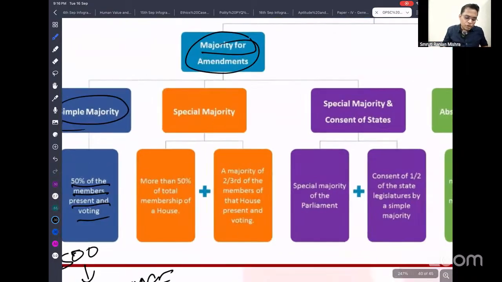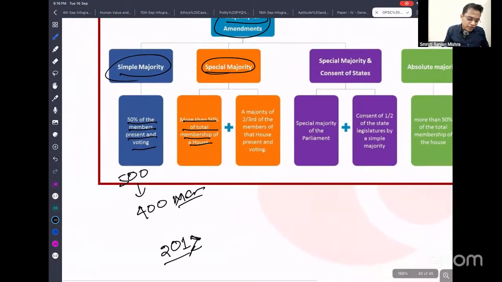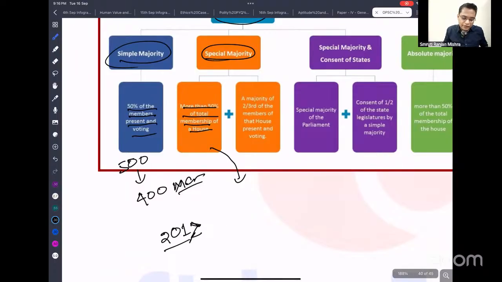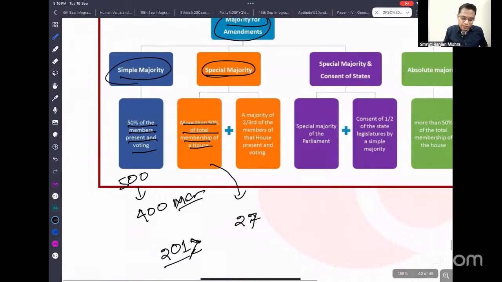In case of special majority, it is more than 50% of the total strength of the house. So what is the total strength of the house? It is 550. So here special majority means we need 275. Yes, 275, so 276 means it is a special majority.